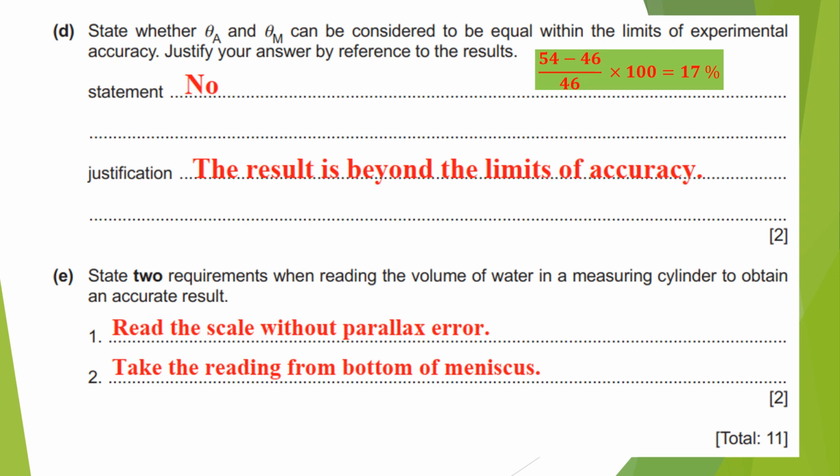So here, while we are measuring volume of water using a measuring cylinder, once again we need to remember it is having a scale arrangement. So while we are reading the scale, we have to keep our eye straight to the scale, that is to avoid parallax error. And one more important thing, this is for 2 marks. So one more point is, when water is filled in a measuring cylinder, it will form a meniscus. So always we need to take the reading from bottom of the meniscus.